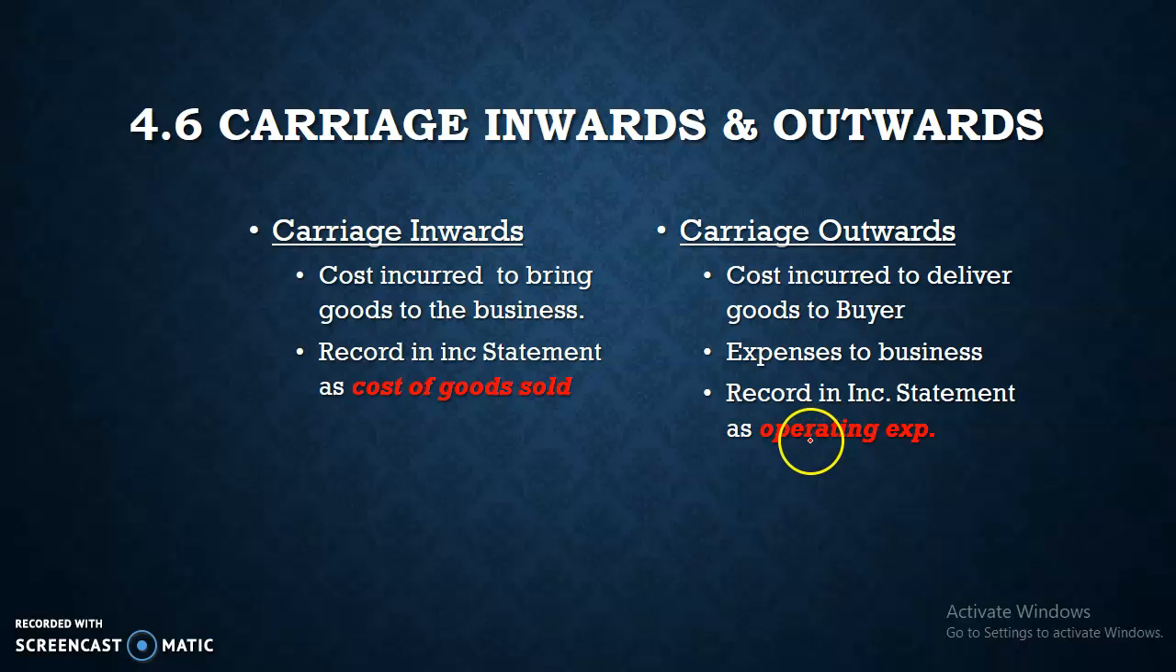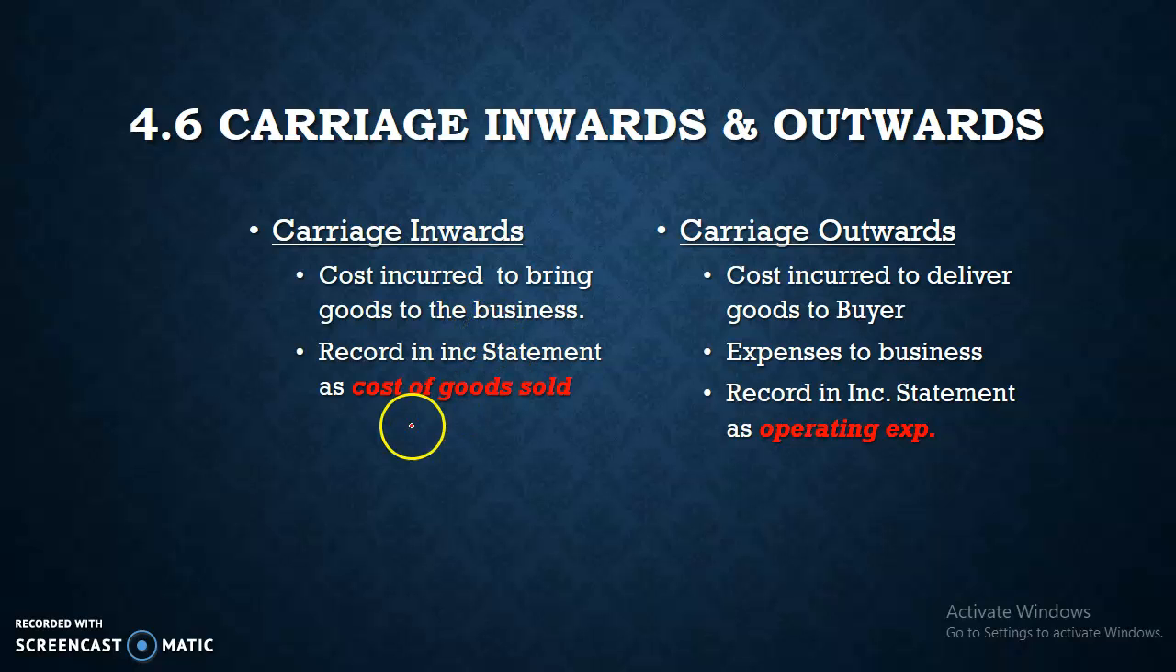In order to bring goods bought to the business premises or to deliver goods sold to the buyer's premises, the business has to pay for the cost of transport known as carriage or freight. The cost of transport paid to bring the goods bought to the business premises is known as carriage inwards, whereas the cost of transport paid to deliver the goods sold to the buyer's premises is known as carriage outwards.